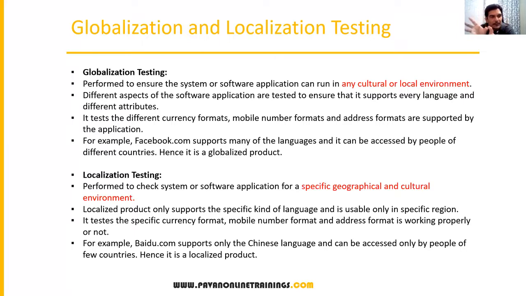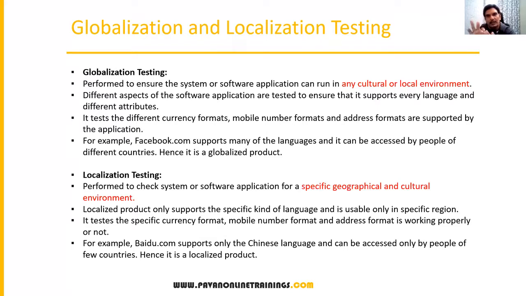Only those country-specific people can understand and use those applications. Even other countries cannot access them. In those applications, we can conduct localization testing, whether our applications support their own local languages and local formats. Suppose a date is there, the date format will be different from one country to another. If the application supports all kinds of formats, that is globalization. If the application supports a specific format of date related to a specific region, geographical country, or culture, that is localization.